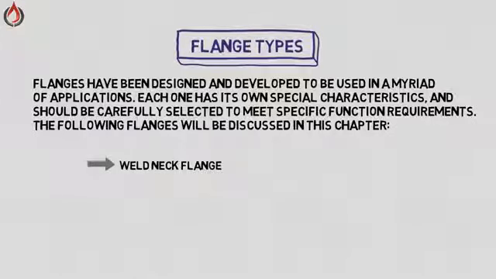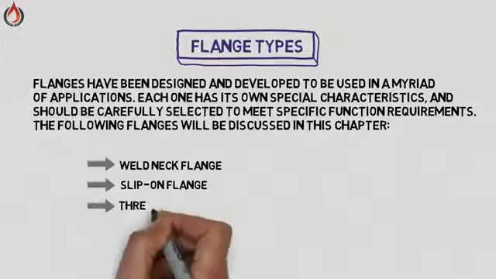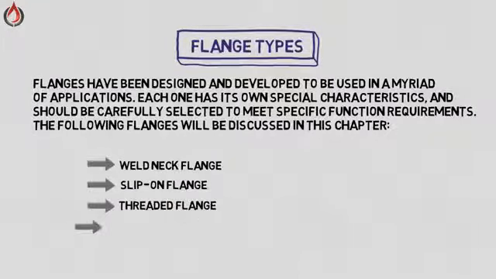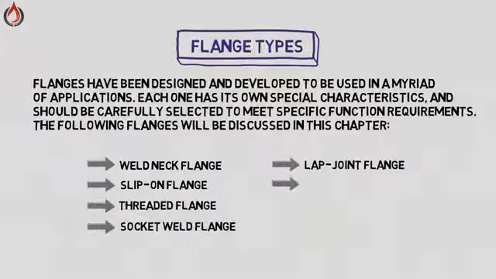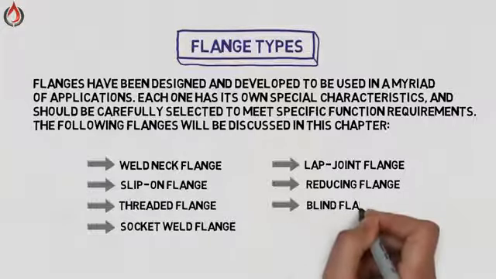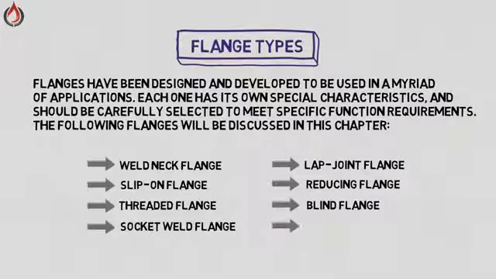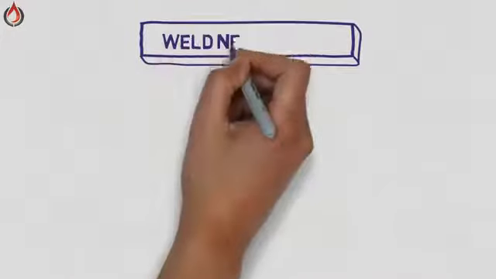Number 1. Weld neck flange. Number 2. Slip-on flange. Number 3. Threaded flange. Number 4. Socket weld flange. Number 5. Lap joint flange. Number 6. Reducing flange. Number 7. Blind flange. And number 8. Orifice flange.